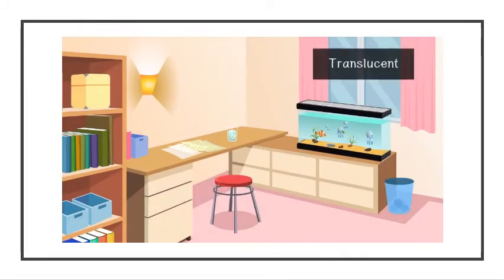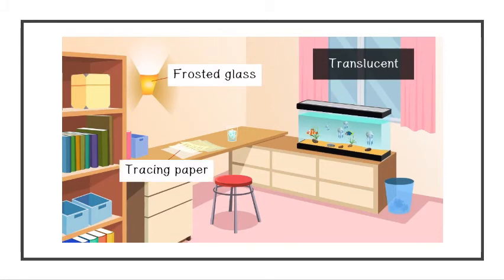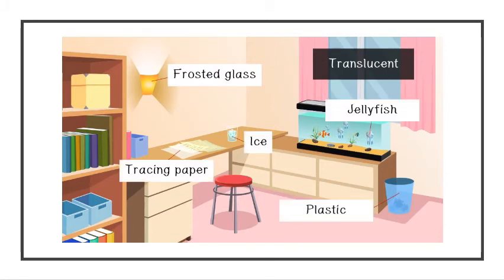Other examples of translucent materials include frosted glass, tracing paper, ice, certain plastic materials, and jellyfish.